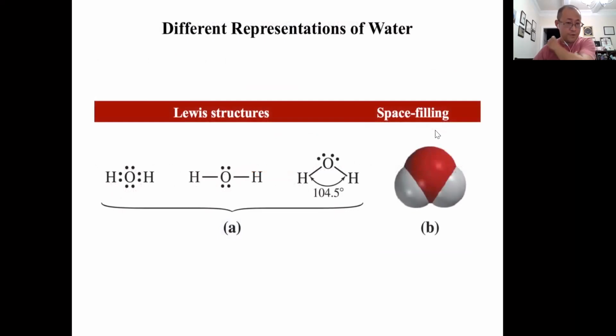Here is a review of different representations of water, including showing how electrons are shared between hydrogen and oxygen, and also the Lewis structure showing the bonding between oxygen and hydrogen. And in chapter 3, we also studied that there are 4 electron groups around the central atom of oxygen. So these 4 electron groups, including 2 single bonds and 2 lone pairs, adopt the geometry called tetrahedral.